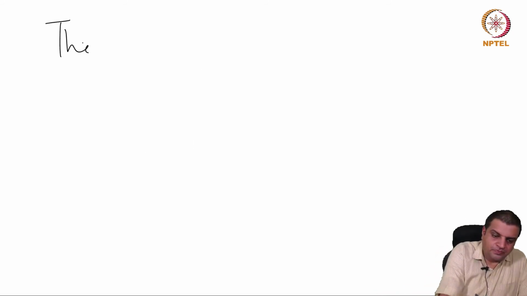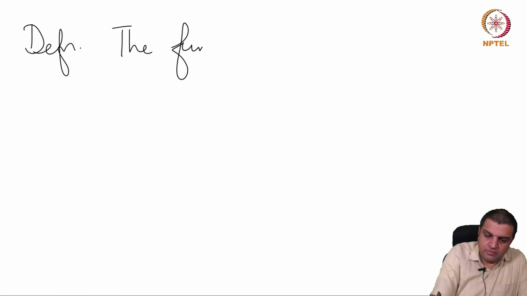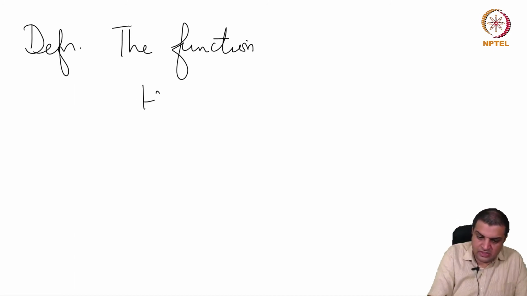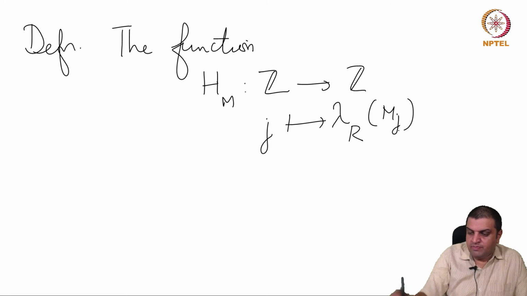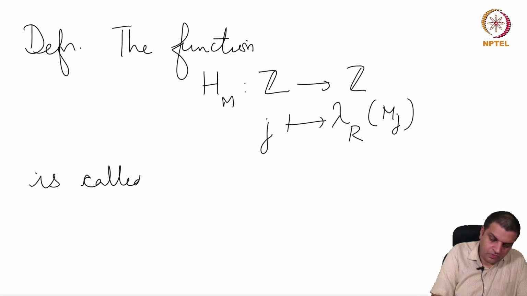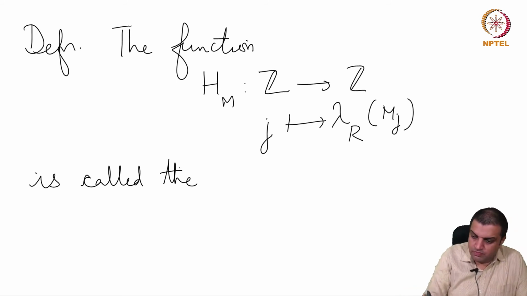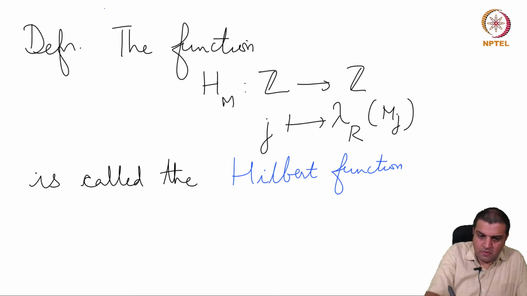The definition: the function, let's denote it by h_M, from Z to itself, which takes an integer j to the length over R of M_j, is called the Hilbert function of M.